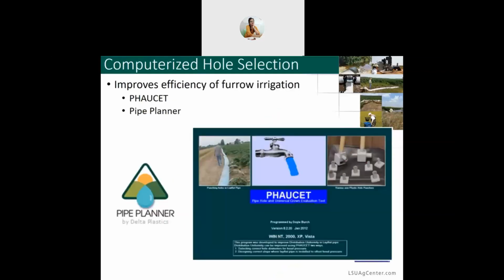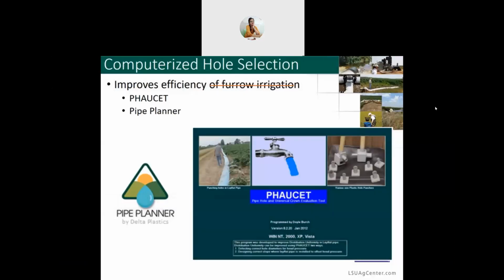When selecting the hole sizes, you want to maintain the proper hydraulics through the white poly tube so that you don't have the pipe blowing up or not completely filling up. And you want to evenly apply that water across the field so that you don't have portions that are underwatered while other portions are overwatered and having tailwater run off.